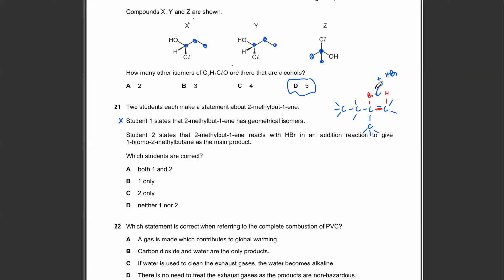So what is the name of this molecule? 2-methylbutene? Is that the name? No. 1-bromo-2-methylbutane? Is that the name? No, it's 2-bromo. So yeah, both are wrong, right? The bromine would be on the second carbon, not on the first one.